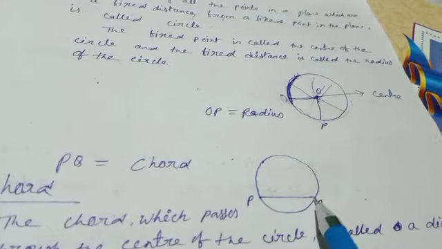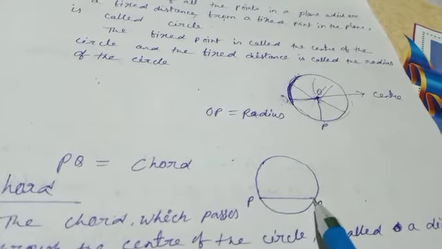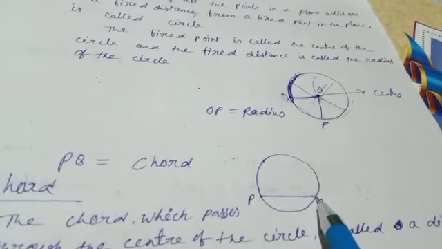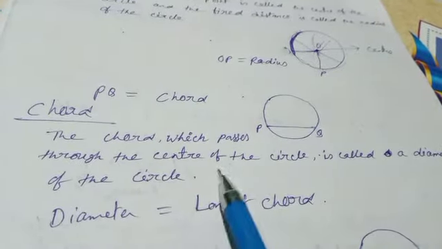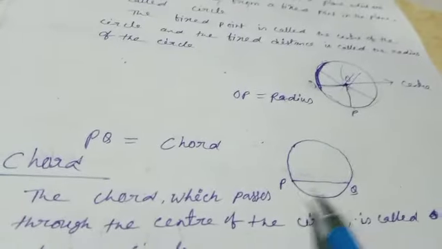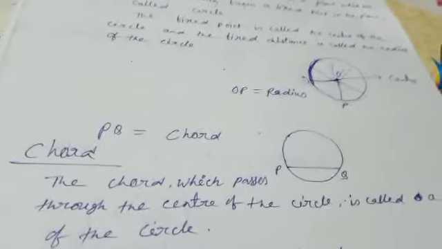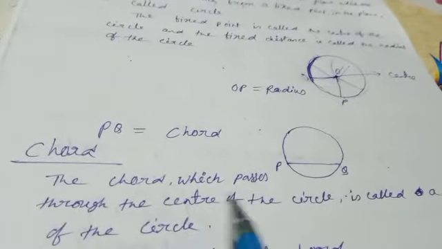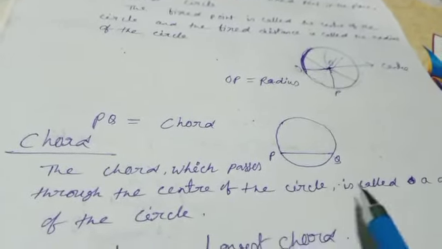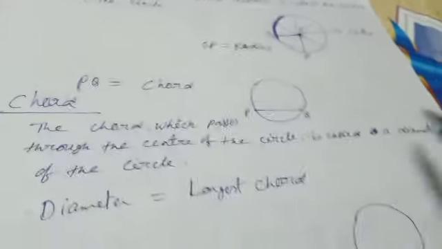which both the ends lie on the circle. It means the chord passes through both the points that lie on the circle. Then PQ is a chord. The chord which passes through the center of the circle is called the diameter of the circle.